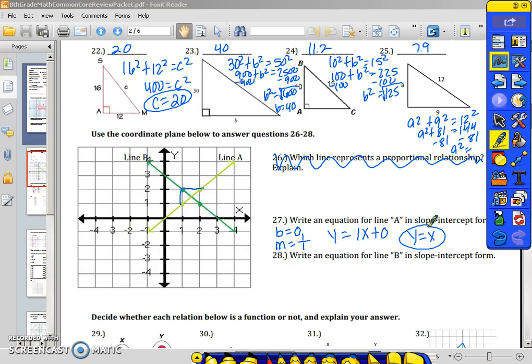For 28, write an equation for line B in slope-intercept form. It crosses the y-axis at 3, so b is 3. We go down 1, right 1, so that's negative 1 over 1. y equals negative 1x plus 3. Negative 1 times x is just going to give us negative x plus 3.